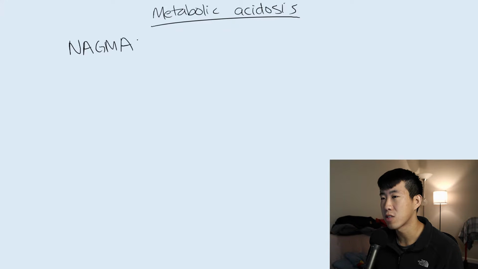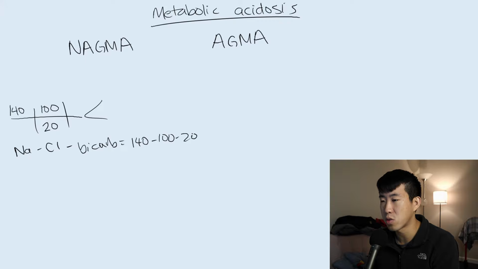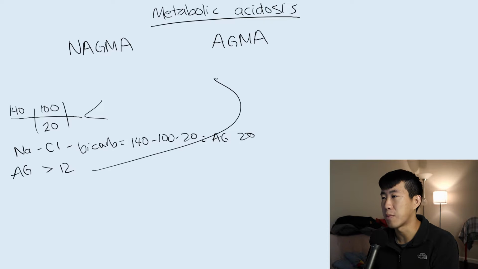So metabolic acidosis. The two key categories here are that you're going to have a non-anion gap metabolic acidosis versus an anion gap metabolic acidosis. So how do you calculate an anion gap? First of all, say that the patient has a sodium of 140, a chloride of 100, and a bicarb of 20. Basically what you do is you take the sodium minus the chloride minus the bicarb, and that will get you the anion gap. So in this case, it'd be 140 minus 100 minus 20 equals an anion gap of 20. So any anion gap greater than 12 is considered an anion gap metabolic acidosis.